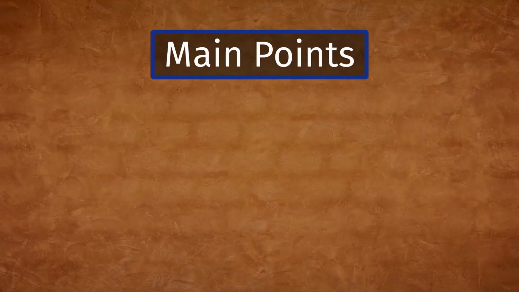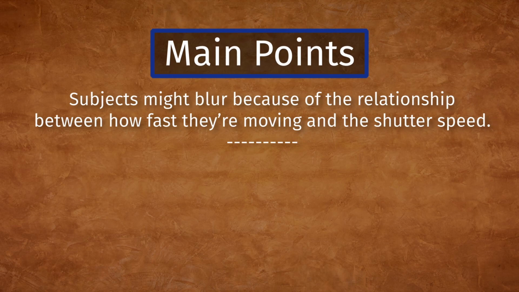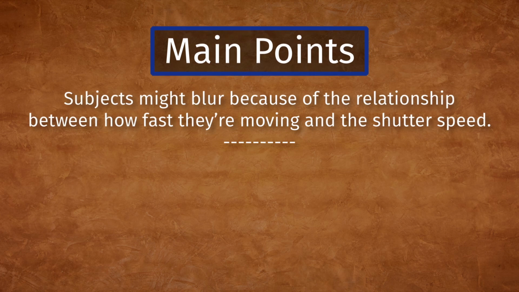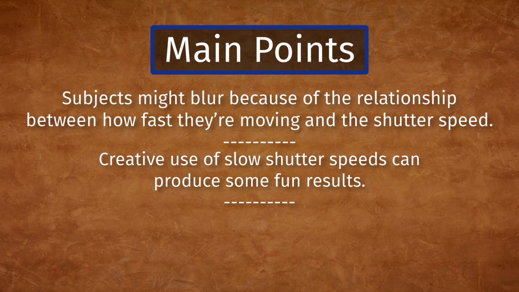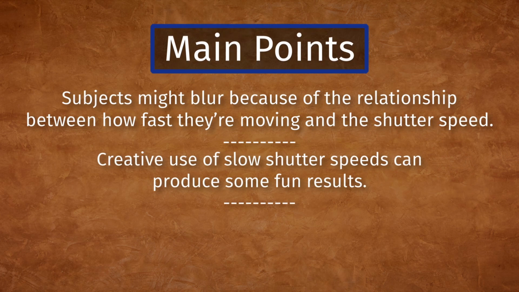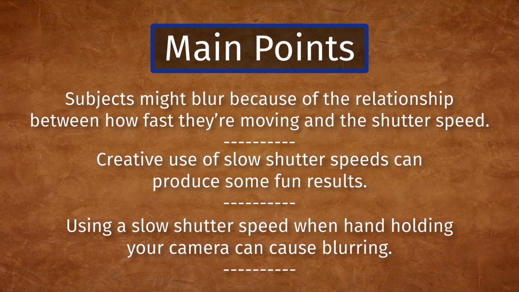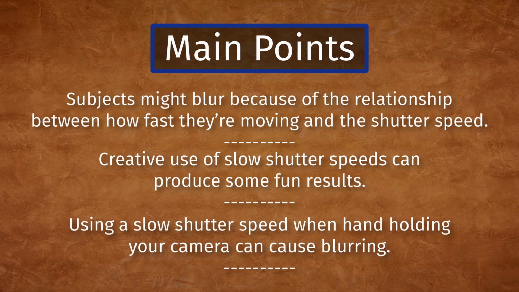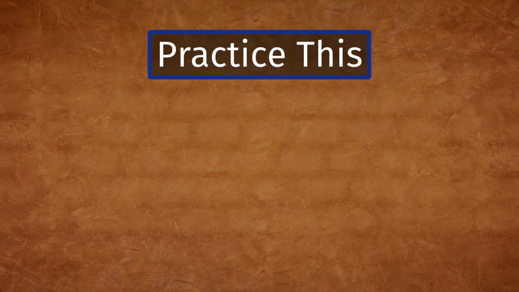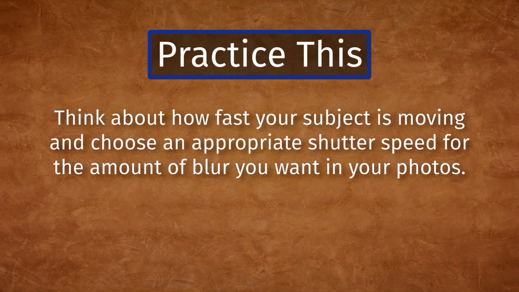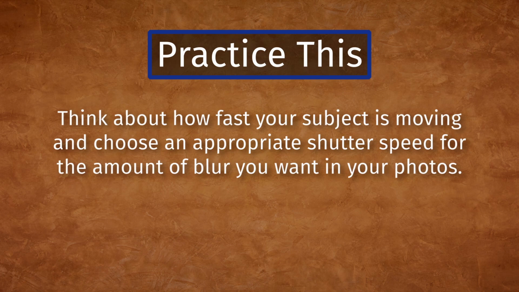The main points in this lesson are: subjects might blur because of the relationship between how fast they're moving and the shutter speed. Creative use of slow shutter speeds can produce some fun results. Using a slow shutter speed when hand-holding your camera can cause blurring. Practice this to improve your photography. Think about how fast your subject is moving and choose an appropriate shutter speed for the amount of blur that you want in your photos.